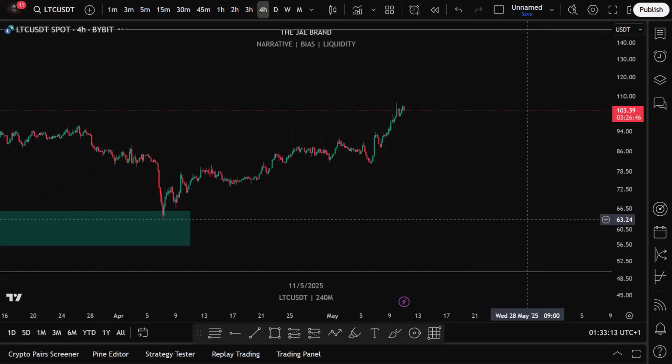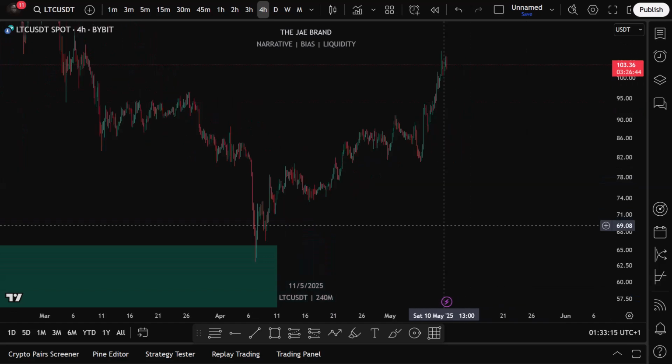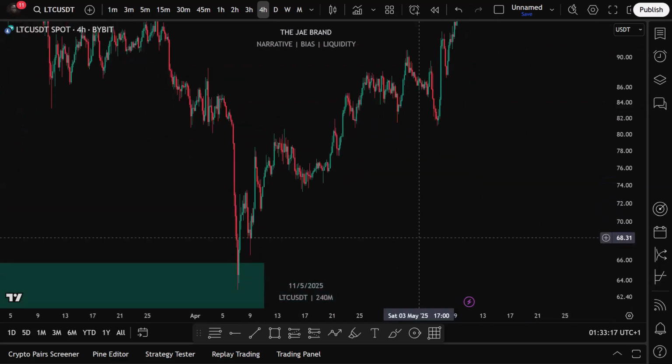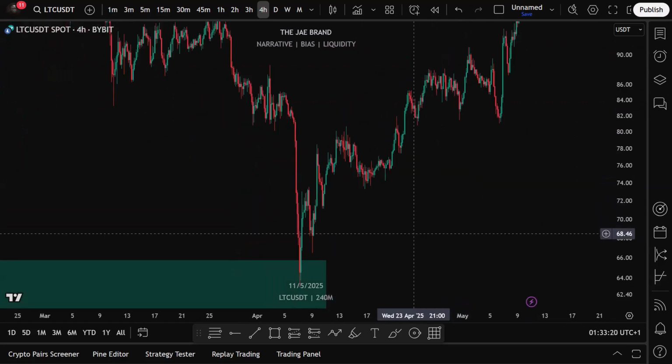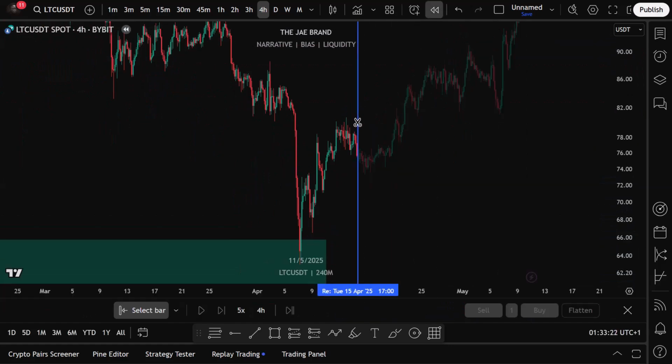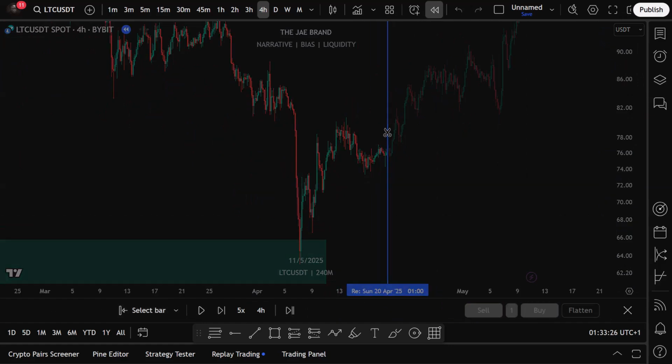Scale down to the 4-hour time frame. I'm still looking for buys. Now I'm going to cut price around this area. This is where I cut it. This is where I cut the buy again.